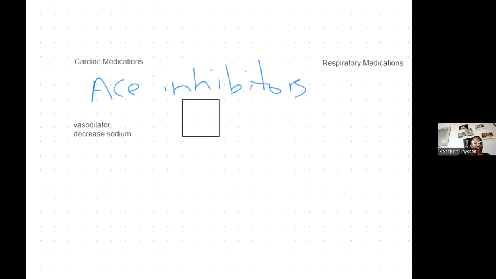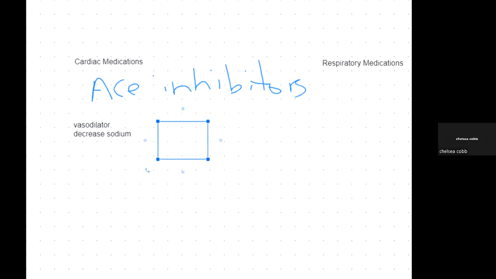So another thing that I want to talk about with ACE inhibitors is the side effects. All right. Tell me some side effects of ACE inhibitors. The common side effect is that dry cough. All right, that dry cough. What else? Angioedema. All right, high potassium. It increases your potassium.